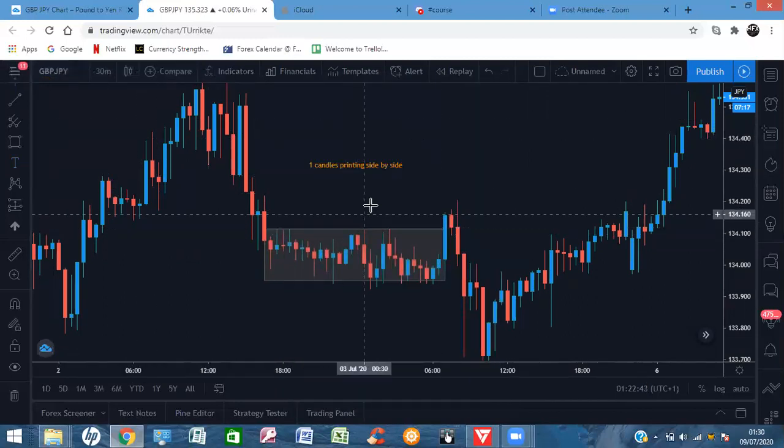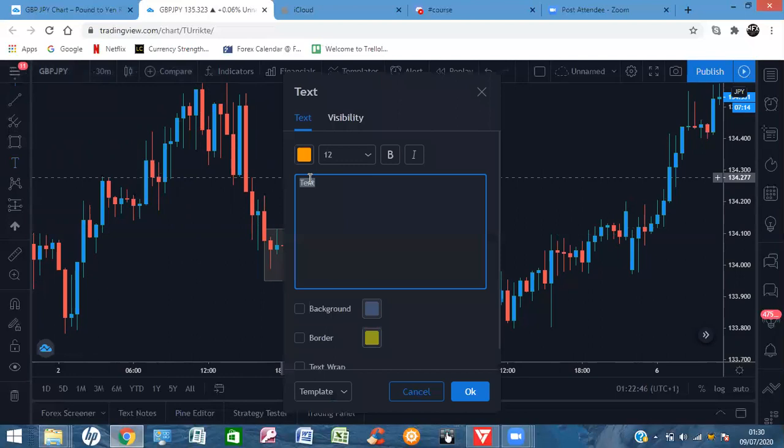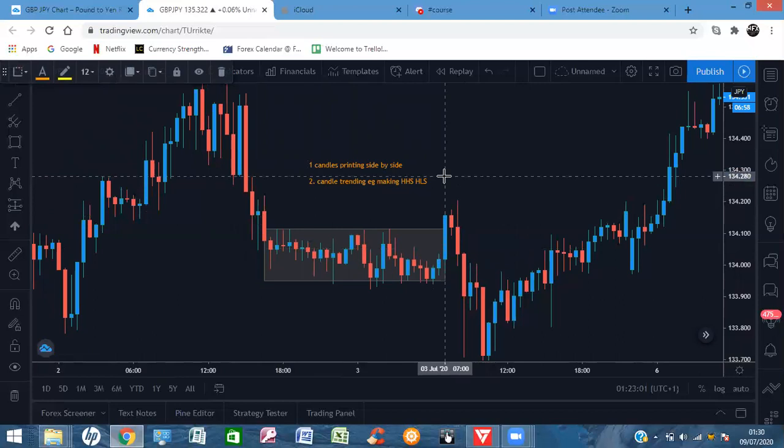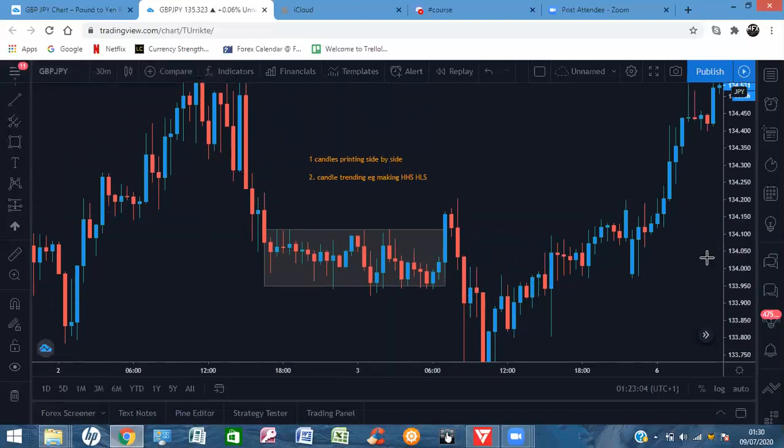Second, we need to ask ourselves, are candles trending? For example, making higher highs and higher lows. Well, if we look within here, if we analyze this, we were making higher highs and lower lows, and then we were making higher highs and higher lows.